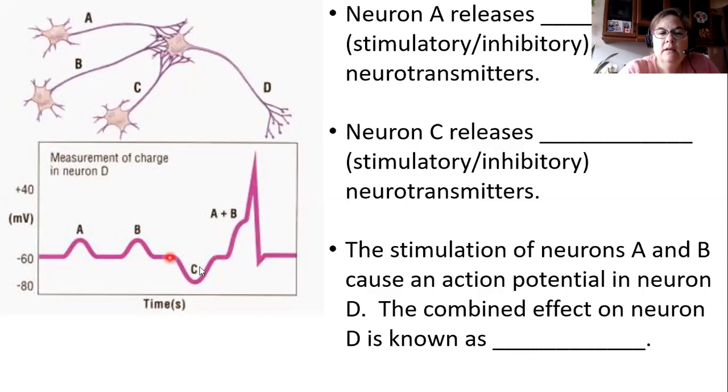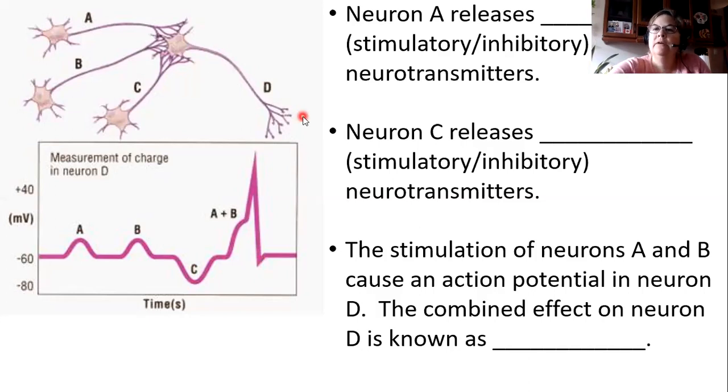Okay. But what this does is this shows us what the impact of summation is, because when we take A and B and put them together, A by itself just doesn't have enough impact. It doesn't open up enough sodium channels. But if A and B both stimulate D, it causes more sodium channels to open that actually reach threshold and cause a wave of depolarization. And now a signal is going to go through D.